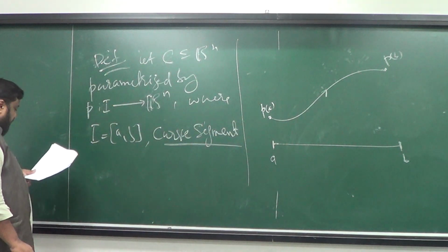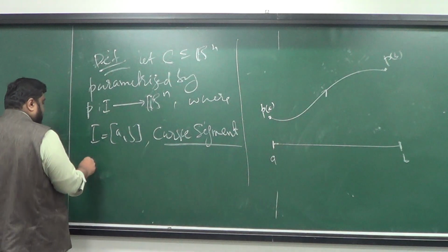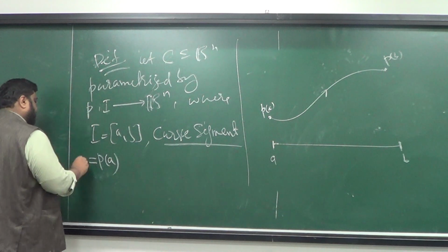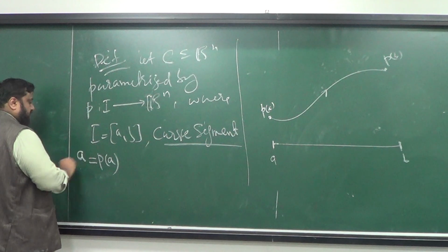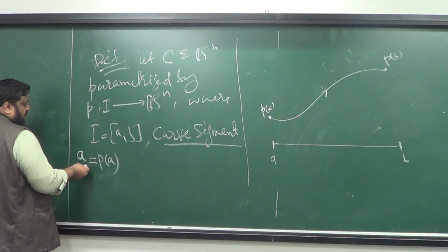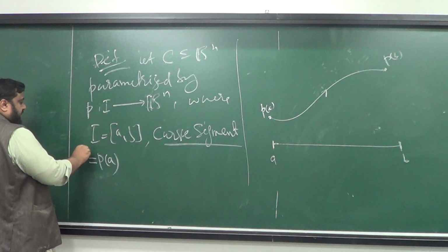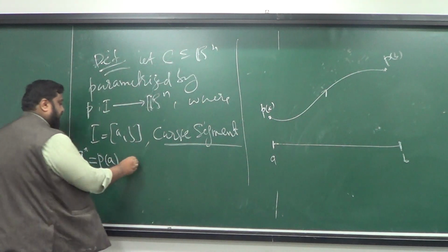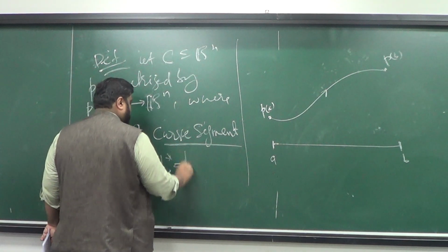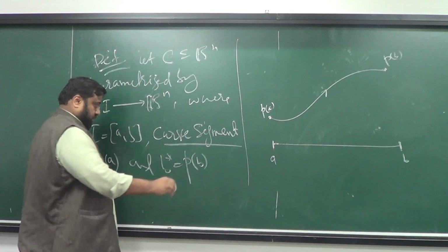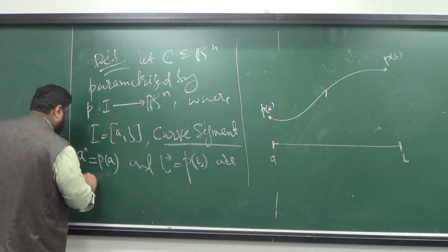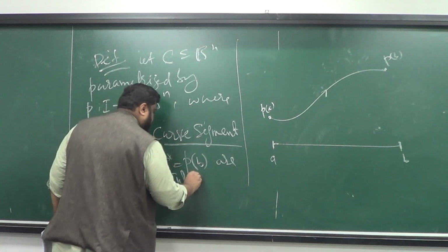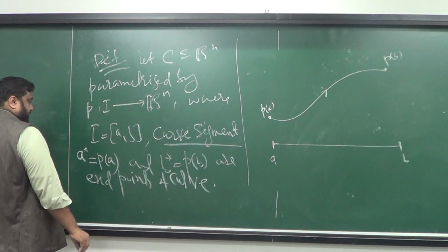What else can we say about this curve segment? That P of A, which I am denoting by A star, to differentiate between this A and this A, and B star, which is P of B, these are the endpoints of the curve segment.